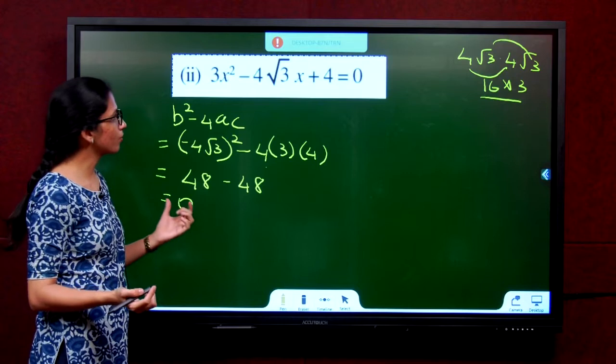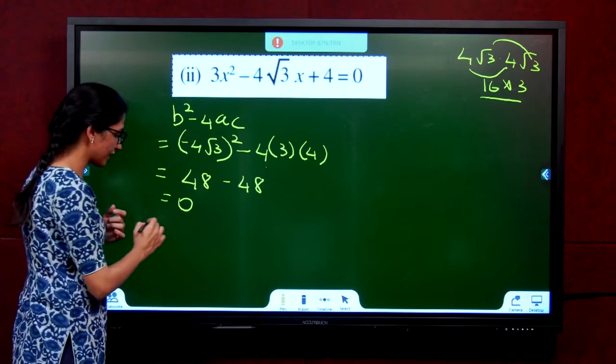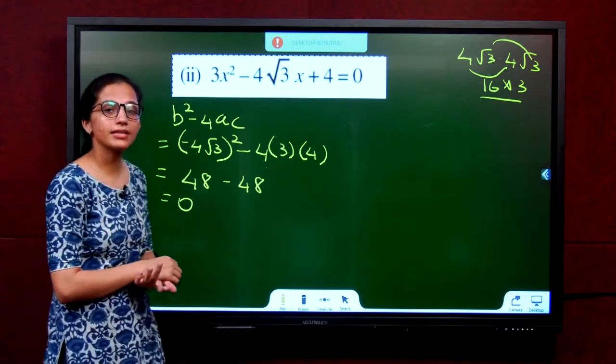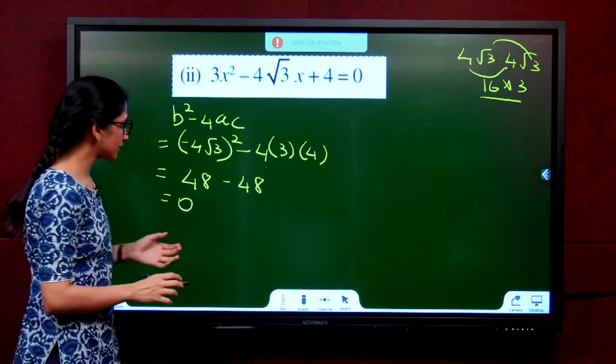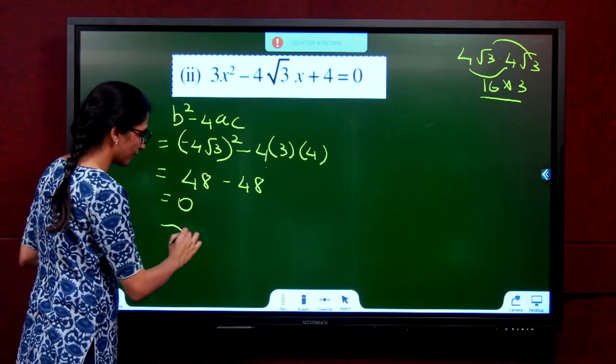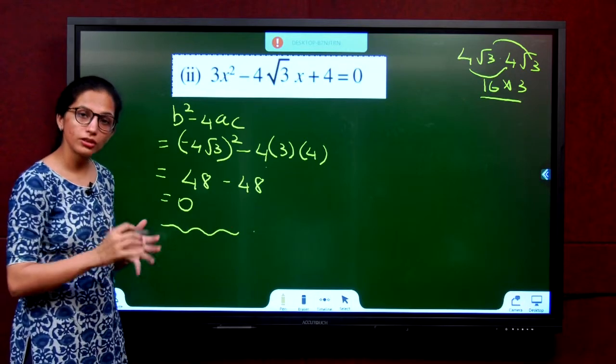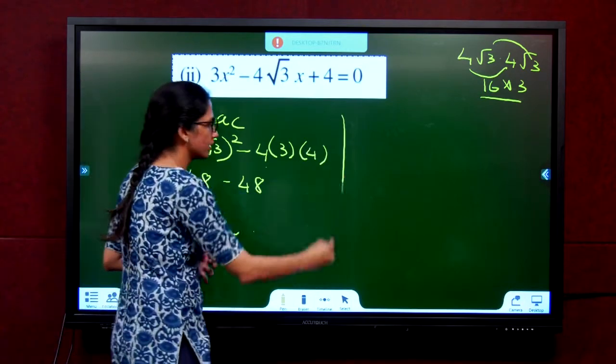What can you say about the roots? Please write the statement: since b² − 4ac is equal to 0, roots are real and equal. I have not written it down, write it down. Do the roots exist? Yes. So should we find the roots? Yes.